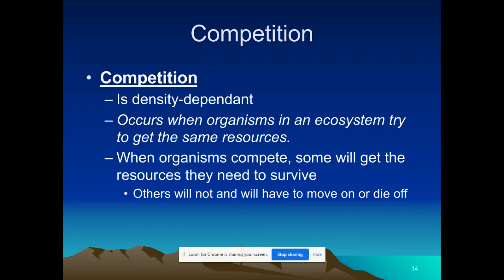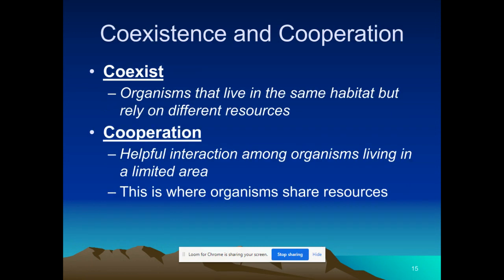Competition occurs when organisms in the ecosystem try to get the same results, and it is density dependent. Like I told one class, I take candy and I throw it out in the middle of the classroom. It's easier, everybody can get some. But if I put y'all in that little closet room at the back of my room and threw the candy out there, maybe some of y'all would get hurt because everybody wouldn't be able to get a piece because there wouldn't be as much space. Okay. When organisms compete, some will get the resources they need to survive and some won't. And those that don't, they either die or they move away.